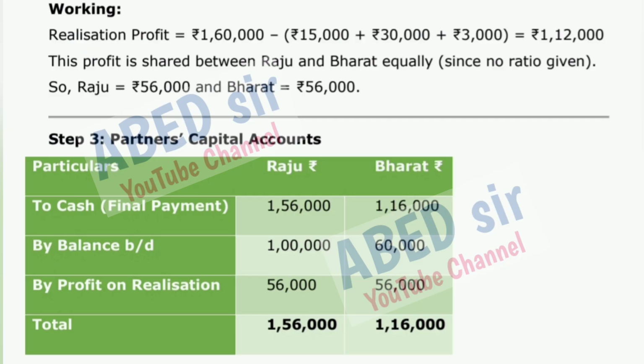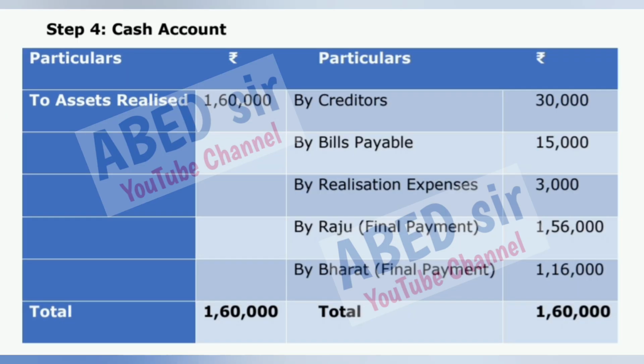Step 3. Partners' capital accounts. Particulars. Raju, Bharat. To cash, final payment 1,56,000, 1,16,000. By balance b/d 1,00,000, 60,000. By profit on realization 56,000, 56,000. Total 1,56,000, 1,16,000.